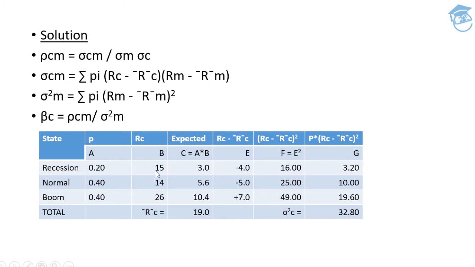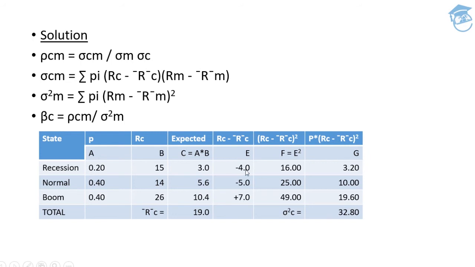15 multiplied by 0.20 comes out to be 3. 14 multiplied by 0.40 comes out to be 5.6. 26 multiplied by 0.40 comes out to be 10.4. So overall expected return total will be 19. Now 15 minus 19 comes out to be minus 4. 14 minus 19 comes out to be minus 5. 26 minus 19 comes out to be 7. So minus 4, minus 5, plus 7.